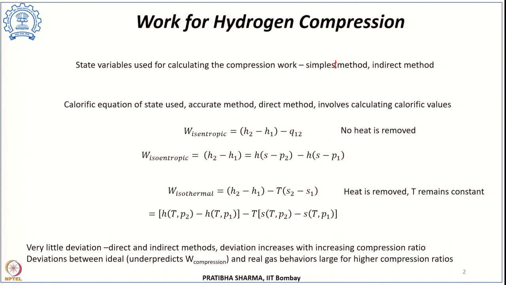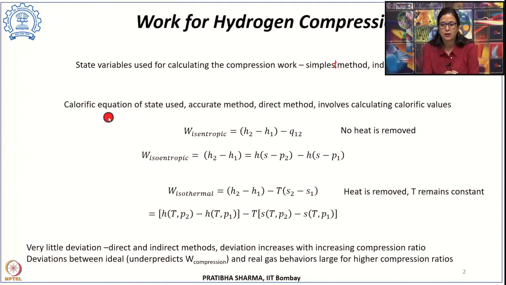However, if instead of state equation, we use calorific equation of state to calculate the work of hydrogen compression, this method is a direct method and it is a more accurate method to find out the work of compression. In this method, which is also known as direct method, we have to calculate the calorific values. Now, again, if we consider the compression process to be approximated by either an isothermal or an isoentropic process, then we can calculate using this direct method the work of compression.